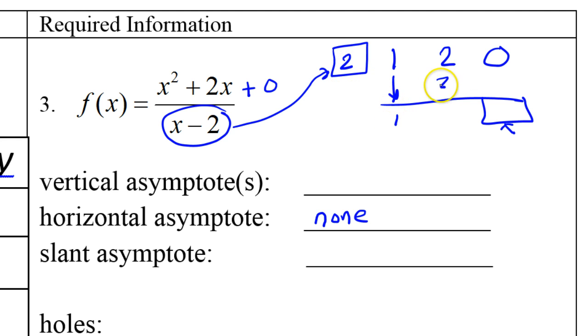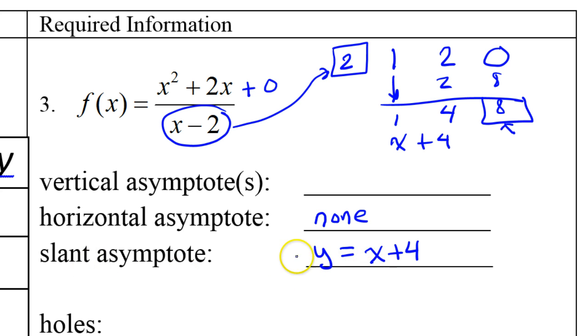1 times 2 is 2. That makes 4. 4 times 2 is 8. That makes 8. That's good. That means there is a slant asymptote. If I put the variables back in, this becomes x plus 4. That's why the slant asymptote will be y equals x plus 4.